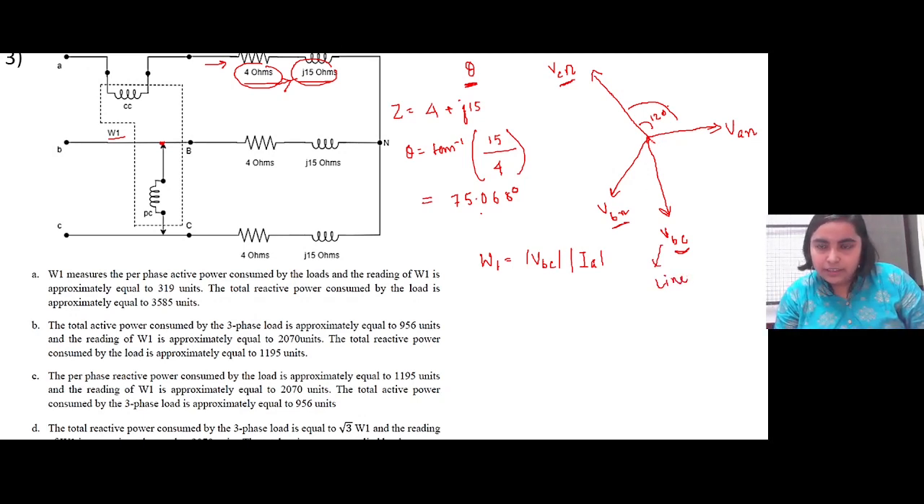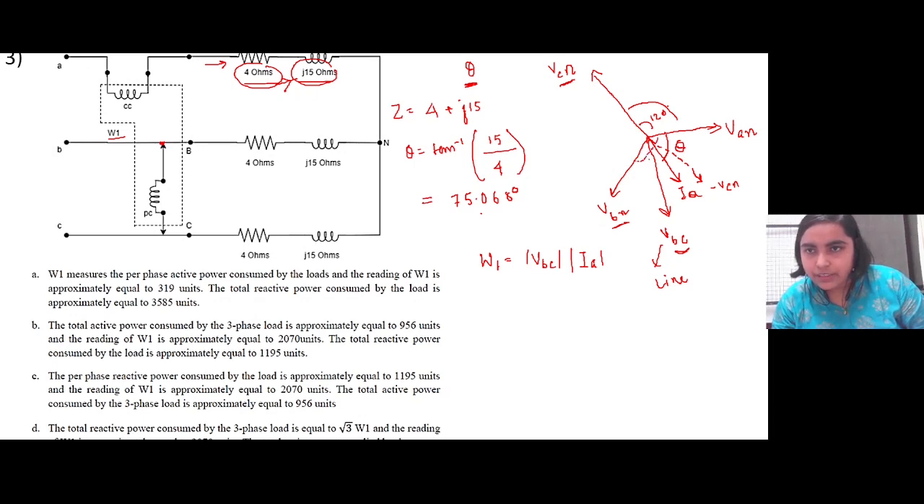So in this case, the current. I'm drawing the mirror image of VCN, minus VCN. So this is the current IA. Now this is a star connected system, so IA is lagging with an angle of theta. And this is actually 120 degrees, right?